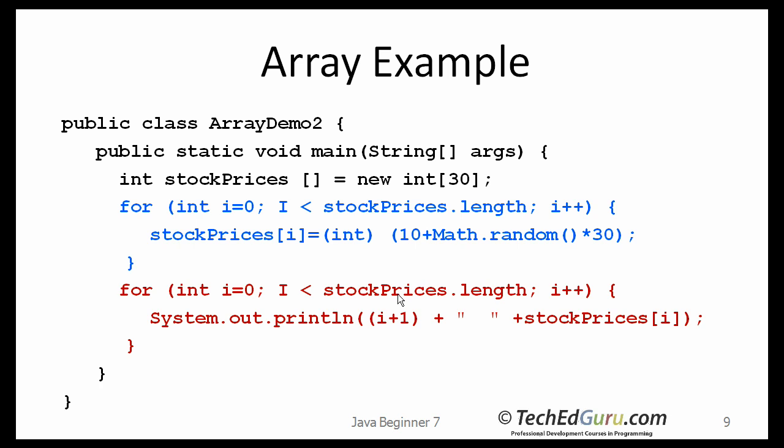So whenever you are working with an array and using a for loop to look at all the elements of an array, your for loop would typically look like this. You will always start at 0 because the first element has an index of 0 and the last element has an index of length minus 1. So this will print all the 30 stock prices that you have stored in that array.